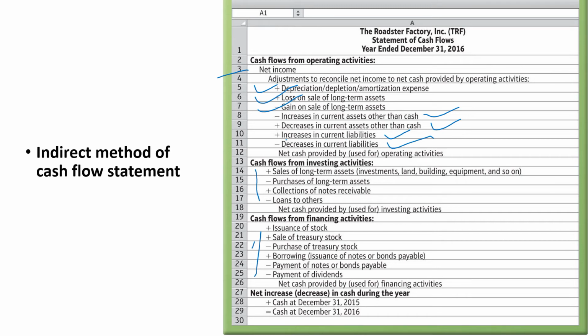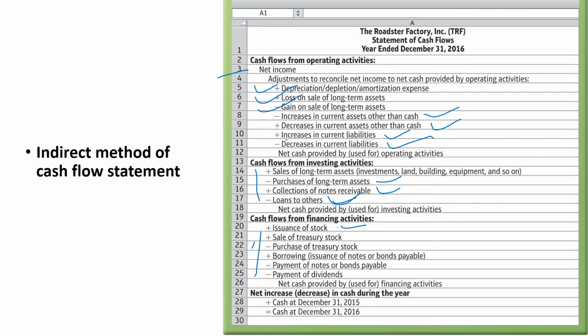For sale of long-term assets, we will be receiving money, and for purchase of long-term assets, we will be providing money, so money will go out. That is why it is subtraction. And collection of notes receivable, we will be receiving money, and loans to others, we will be paying money to outsiders. And issuance of stock, when we issue stock, we receive money. That is why it is added.